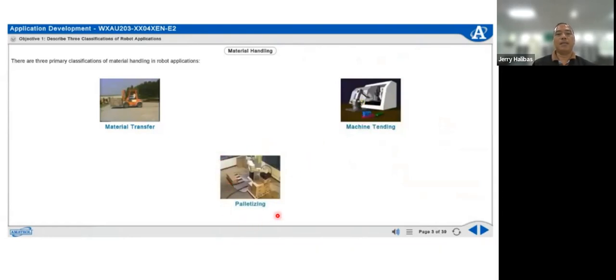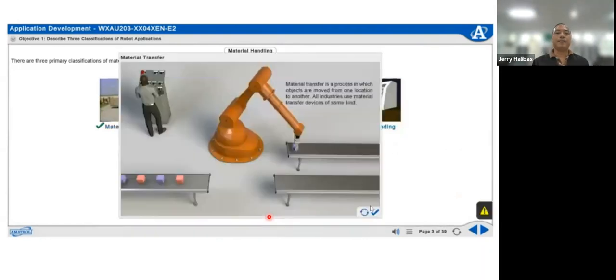Palletizing is pick and place, but within the pallets. If your pallets are big, the robot does the pick and place. For example, material transfer is moving items from one conveyor to another conveyor. Okay.